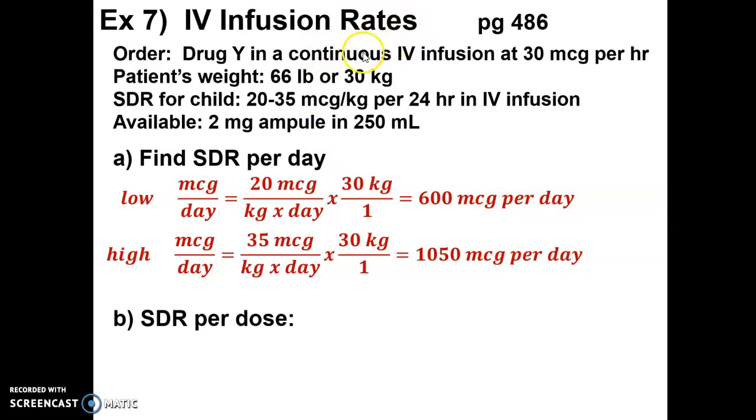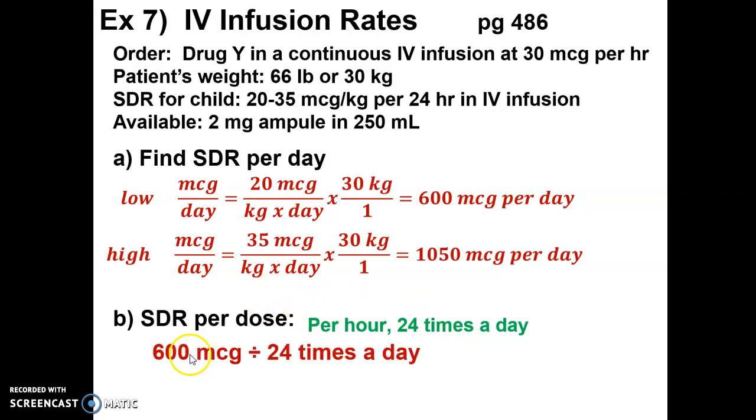We're trying to figure out how much medication we give per hour. Typically when we do IVs, it's milliliter per hour, milligram per hour, microgram per hour. So let's calculate it like that. And remember that there are 24 hours in a day. So basically we're just going to take this safe dosage range that's written per day and divide it by 24 so that we can get a safe dosage range per dose.